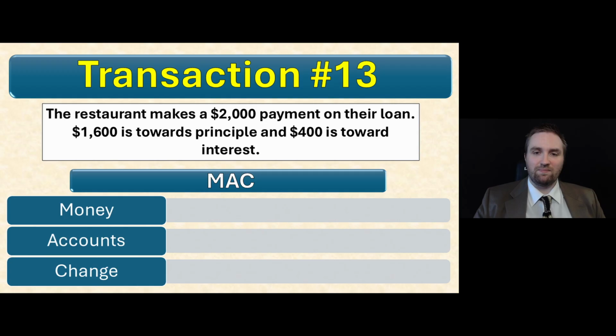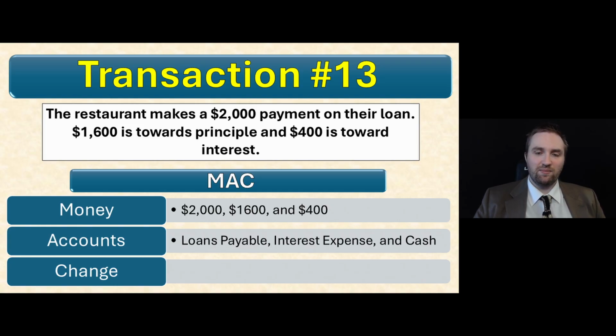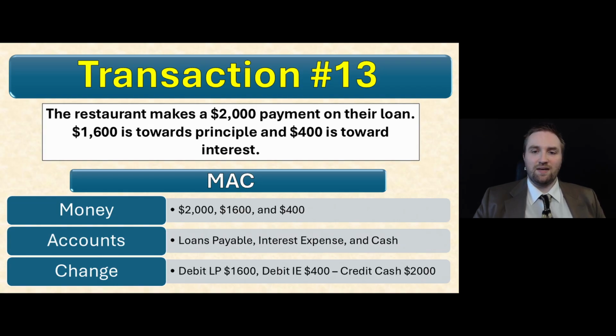Transaction number 13. The restaurant makes a $2,000 payment on their loan. $1,600 is towards principal and $400 is towards interest. MAC. Money, $2,000, $1,600, and $400. Accounts, loans payable, interest expense, and cash. Change. Debit loans payable, $1,600. Debit interest expense, $400. Credit cash, $2,000.